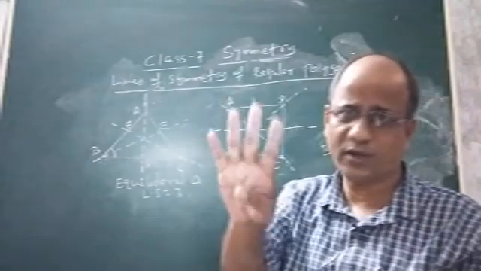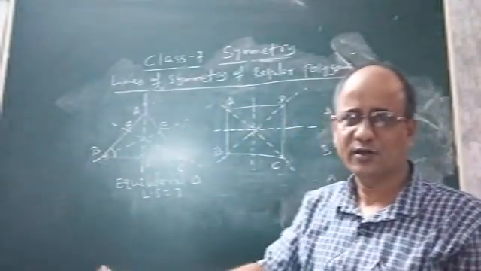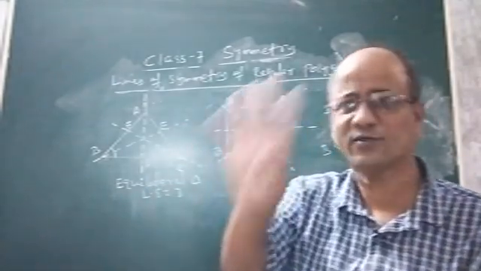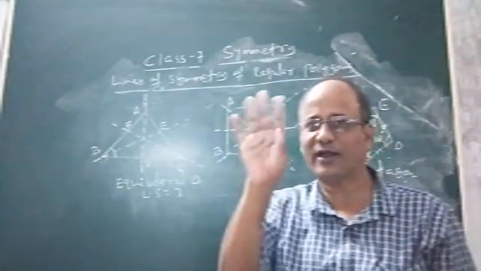So in a square there are 4 lines of symmetry. Children, is a square a regular polygon or not? Yes, it is a regular polygon. How many sides does it have? 4. So as it has 4 sides and it is a regular polygon, it will have 4 lines of symmetry.